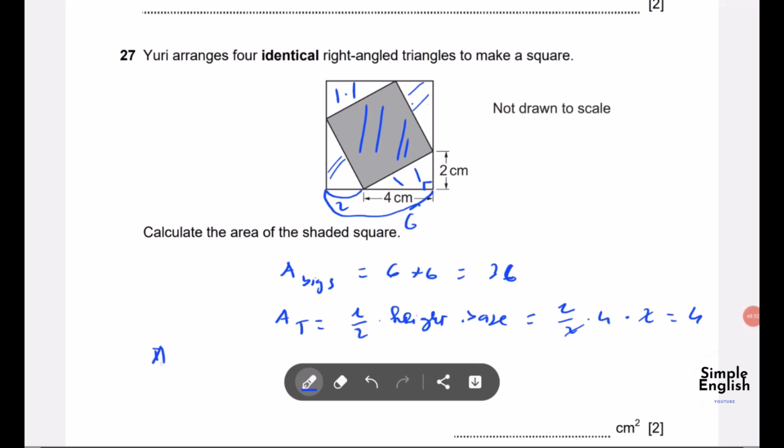So the area of the shaded square equals the big one. The big one is 36, minus 4 times 4, because we have the 4 identical triangles. So this is 16. So the answer is 20 centimeters square.